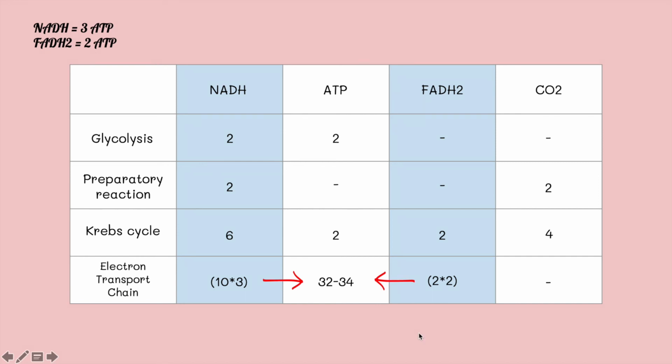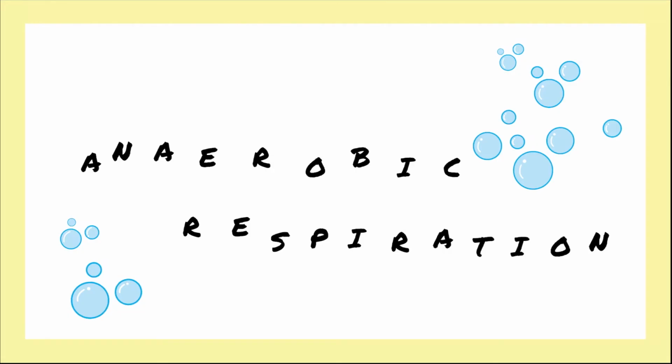The electron transport chain can produce a total of 32 to 34 ATP, where one NADH can produce about 3 ATP, which means that the 10 NADH from all the steps before can produce up to 30 ATP. And for the FADH2, we get 2 from the Krebs cycle, which can produce about 2 ATP each. In total, 4 ATP is produced from FADH2, and in this step, there is no carbon released. So for one glucose, it can produce about 36 to 38 ATP. We already learned about aerobic respiration. Next, we will look at anaerobic respiration.